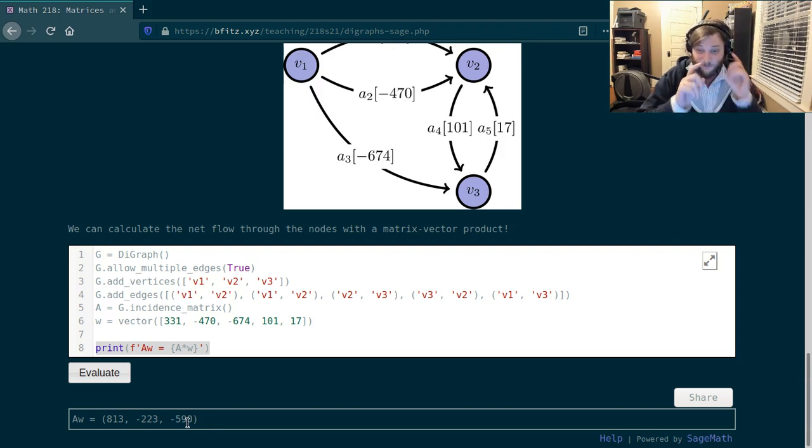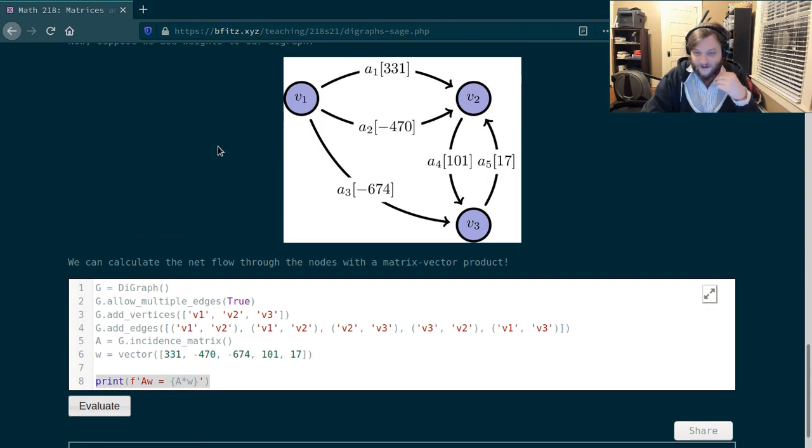Note, there are 3 coordinates in this output, and that makes sense because there are 3 nodes in the directed graph. So what this is telling us is that the net flow through the first node is equal to 813. I'm not even going to bother to do that arithmetic myself because I'm dealing with 3-digit numbers. I'm not even good at that. But remember that the mechanics behind that were to add weights pointing in and subtract weights pointing out.